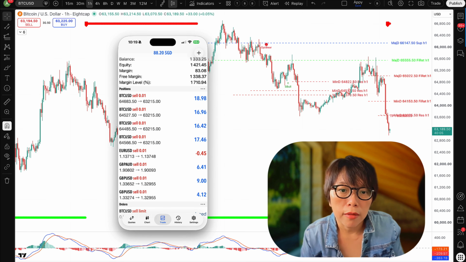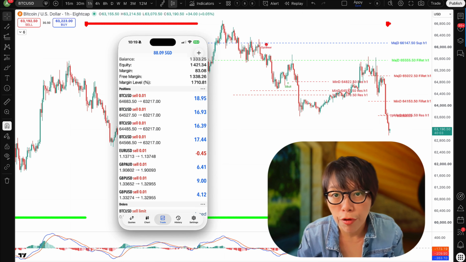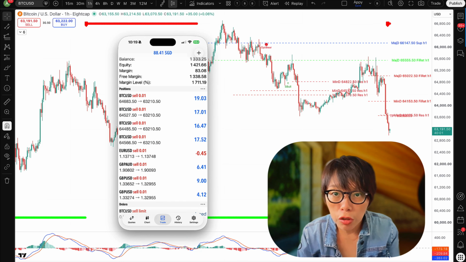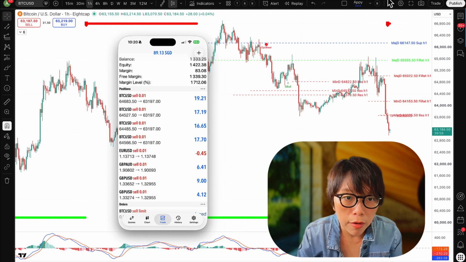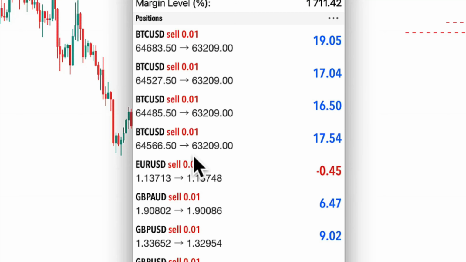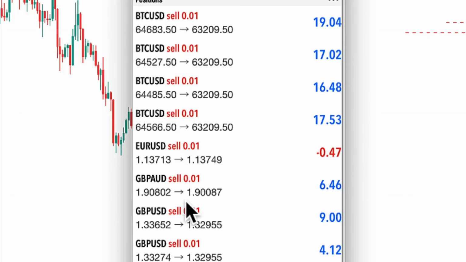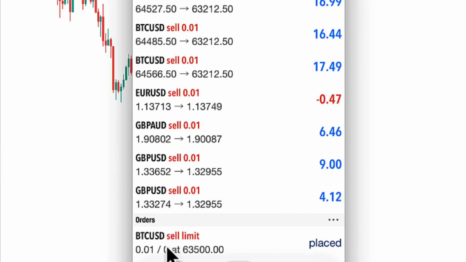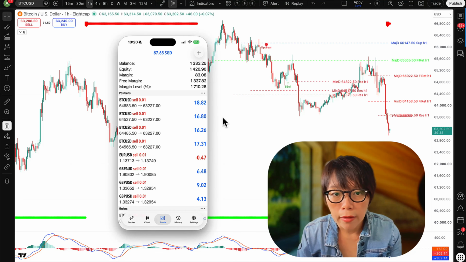Let's take a look at this live account that I've created to trade small lot size. Each of the trades is 0.01. Right now it is running live with 4 BTC trades of 0.01, so I have a total of 0.04 BTC. I have euro, and then pound Aussie, pound dollar, and I also have another BTC right now on a sell limit at 63,500.